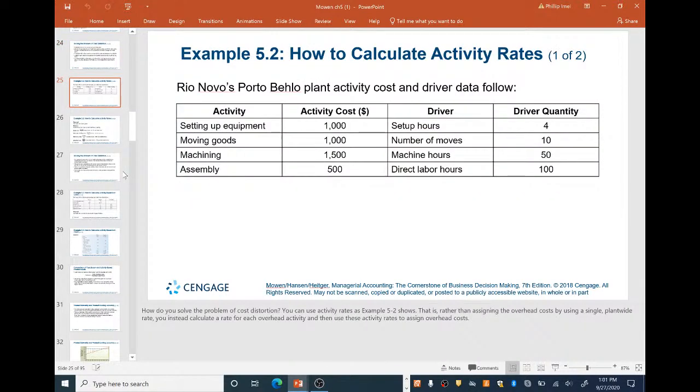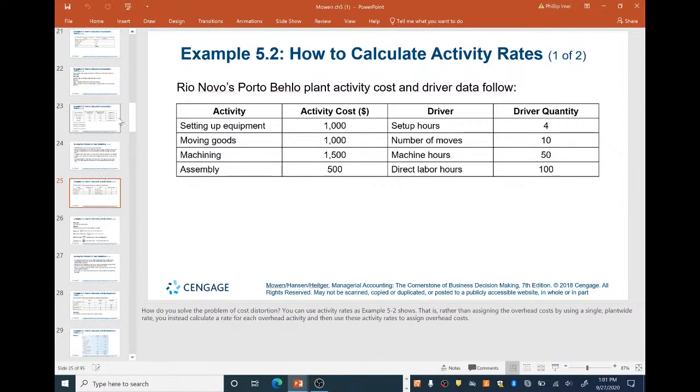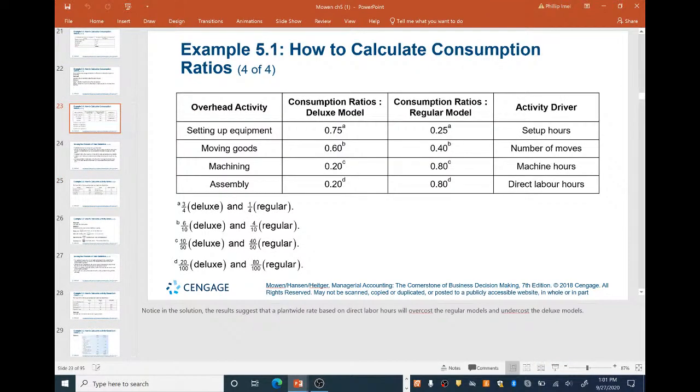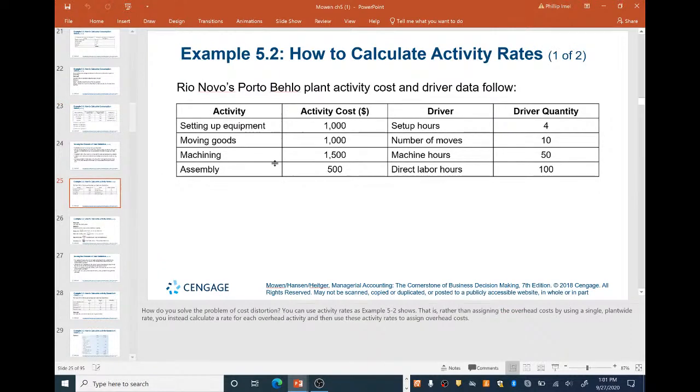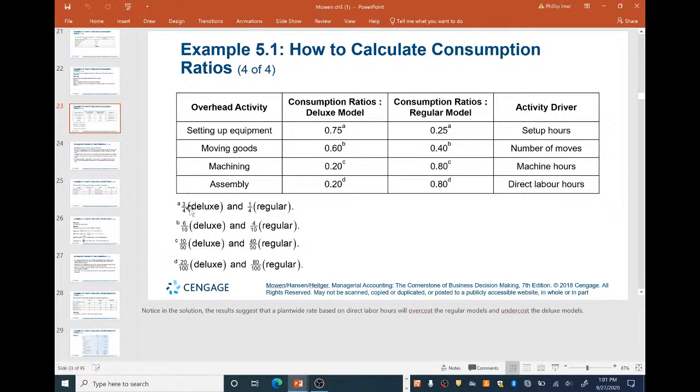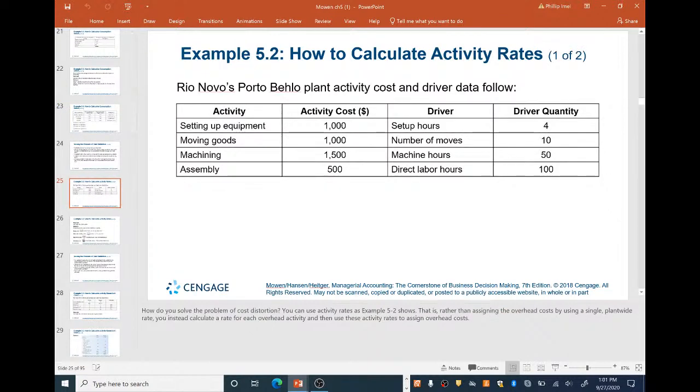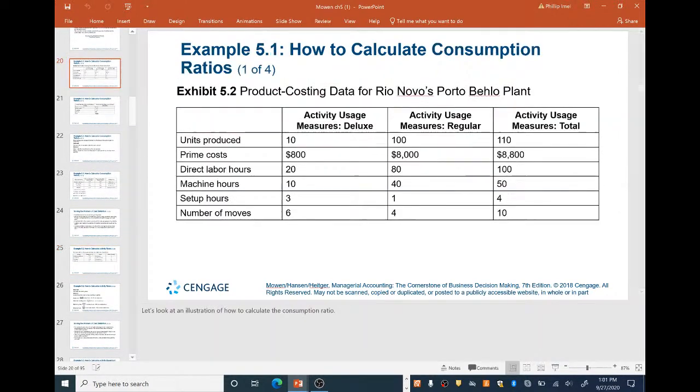So once again, you can see here we have the activity and then the driver. The activity is going to be the setting up equipment, moving goods, machining, assembly. So this is still the same thing that we built upon from the last one. The drivers are the setup hours, number of moves, machine hours, so on and so forth. And we remember the activity cost that we had. We had that from up here, the 8,800, so on and so forth.